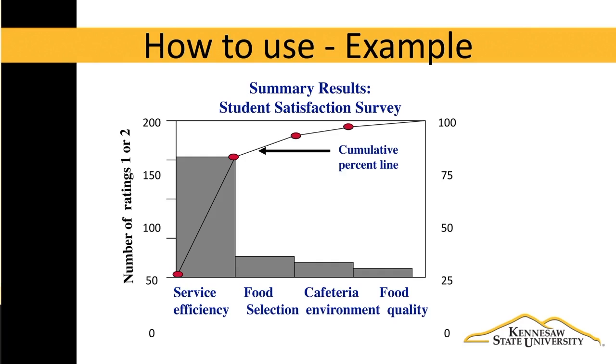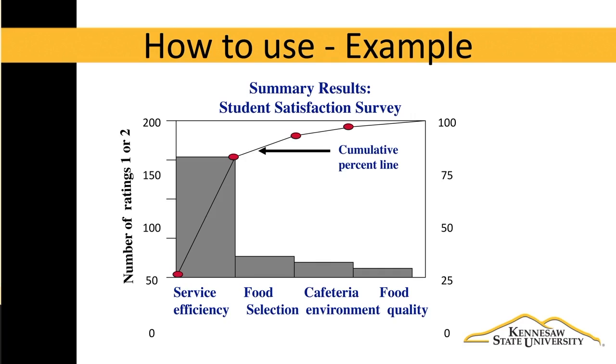A Pareto chart is always arranged by frequency, with the most frequent on the left. To create the chart, first collect the data. In this case, it is student dissatisfaction with various aspects of the cafeteria. When you've collected the counts, sort the data from largest to smallest. The largest bar is always on the left.